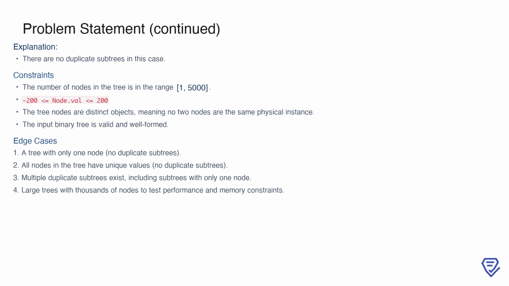The problem also includes some constraints and edge cases to consider. For instance, the tree can have up to 5,000 nodes, so your solution needs to handle large inputs efficiently. Node values range from -200 to 200, and each node in the tree is a distinct object. Some edge cases to think about include trees with only one node, trees with entirely unique values, and trees with multiple overlapping duplicate subtrees. Keeping these constraints in mind will help in crafting a robust and efficient solution.